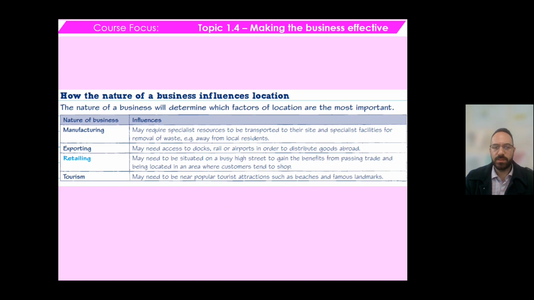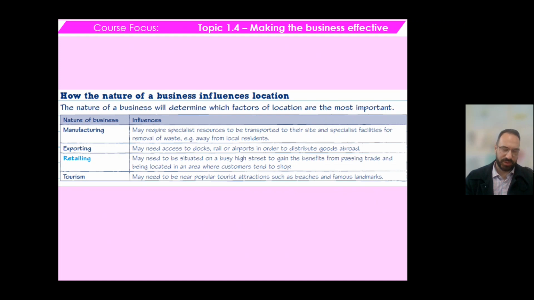In tourism, you might need to be near popular tourist attractions such as beaches and famous landmarks. So if you're in a business in Brighton and you're selling beach towels that have Brighton Beach on there, ultimately you might need to be somewhere near that beach in order to make that business effective. Otherwise, there's no point selling towels for beaches in Wokingham because we're so far here from Brighton Beach. So it wouldn't be that effective. So think about where you're located for your business to be more practical.